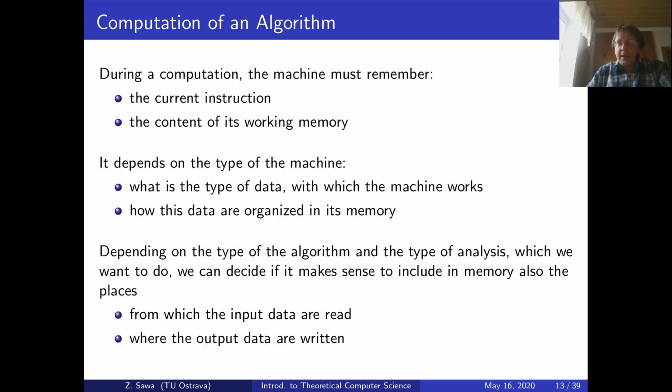So of course there can be many different kinds of these machines, but one straightforward possibility would be to consider those machines that will remember during their computation. They will use some kind of memory, and they should remember which instruction is currently performed by the given machine, what is currently executed, or what will be the next instruction that will be executed, and they will also have some kind of memory where they will store some data.